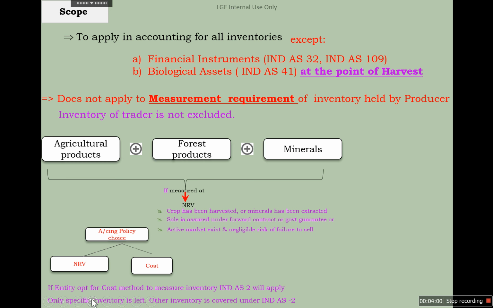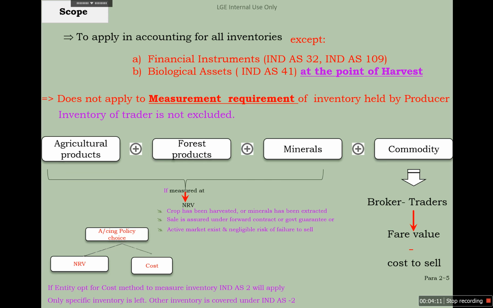And this exclusion is only for the specific inventory that is left. Other inventory will be covered under Ind AS 2. Apart from it, the commodity that is held by brokers and traders will be measured at fair value minus cost to sell. So there are two types of exclusion.